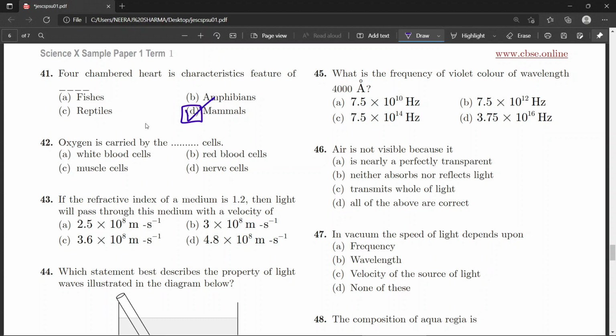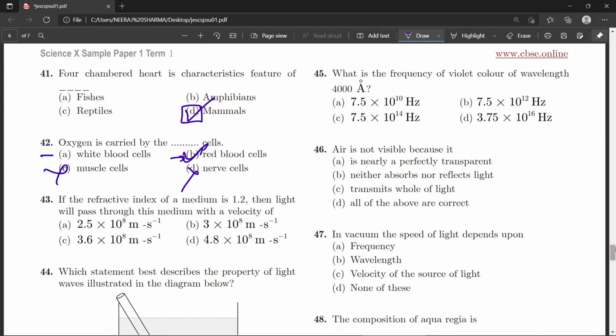Question number 42 says, oxygen is carried by dash cells. Is it white blood cells, red blood cells, muscle cells or nerve cells? As you guys already know, the oxygen is carried by the blood cells only, right? So muscle cells and nerve cells do not carry oxygen. Blood contains two types of cells, white blood cells and red blood cells. White blood cells are the fighters of our body, correct? They protect us from diseases, or the foreign bacteria, viruses, everything. But red blood cells are the ones which carry oxygen. Okay, so it is option number B.